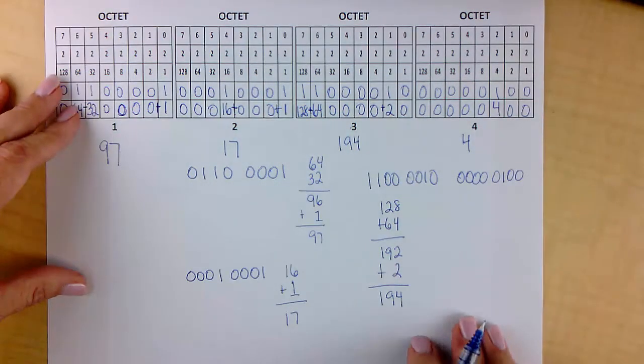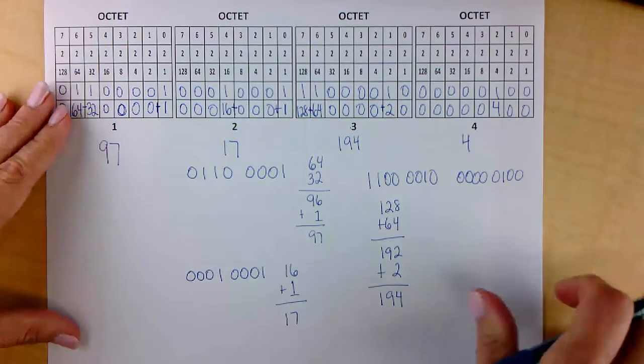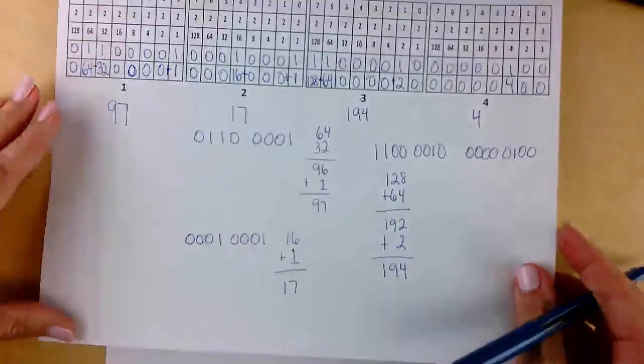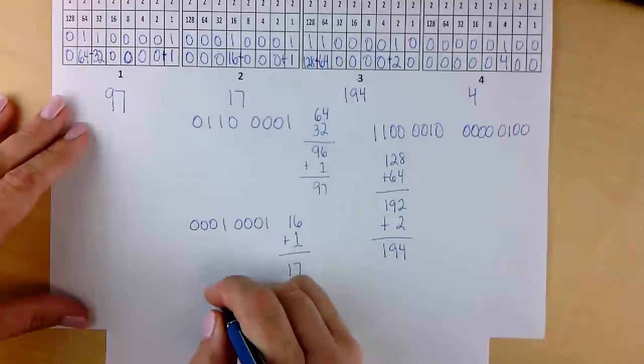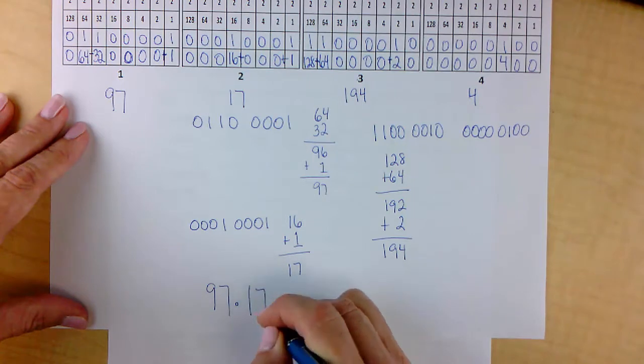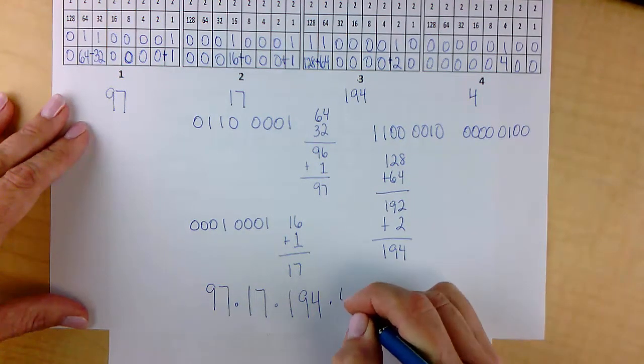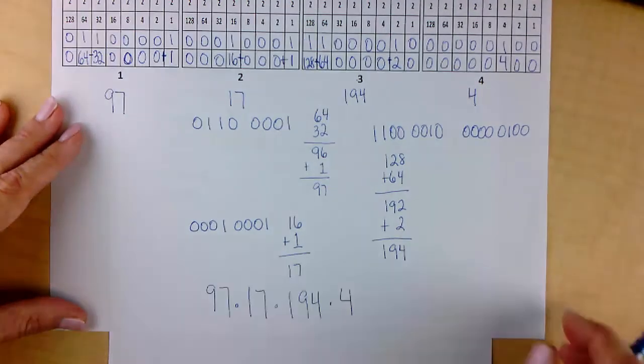I've just figured out what the IPv4 address would be. So right here, what the address is: 97.17.194.4. Okay.